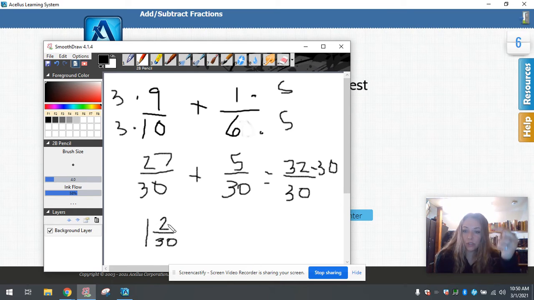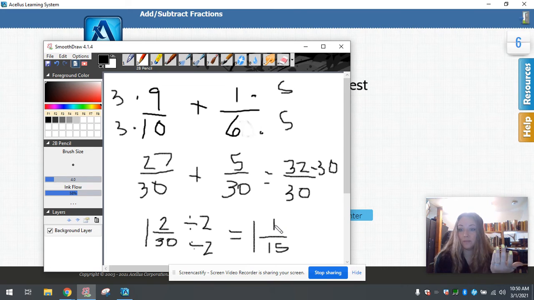Now I'm going to reduce 2/30. They are both even, so I can divide them both by 2. This should feel familiar at this point. Even numbers are divisible by 2. If I do that, I've still got the 1. I'm just dividing the fraction part of this. 2 divided by 2 is 1. 30 divided by 2 is 15. I cannot reduce the number 1, so I'm done. So 9/10 plus 1/6 is 1 and 1/15.